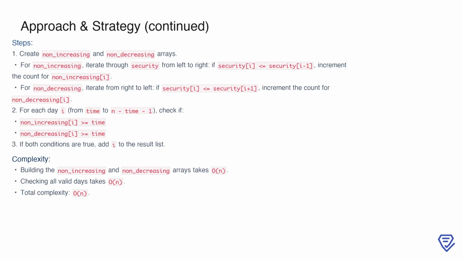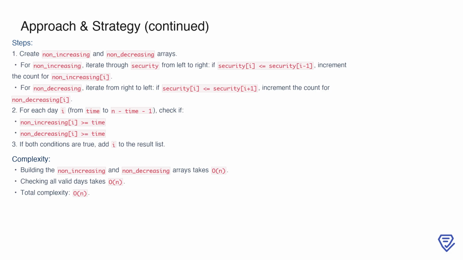The optimized approach involves two main steps: pre-processing the data and validating the results. First, we create the non-increasing and non-decreasing arrays. To build non-increasing, we iterate through the security array from left to right, incrementing the count at each index if the current day's security level is less than or equal to the previous day's. Similarly, to build non-decreasing, we iterate from right to left, incrementing the count if the current day's security level is less than or equal to the next day's.